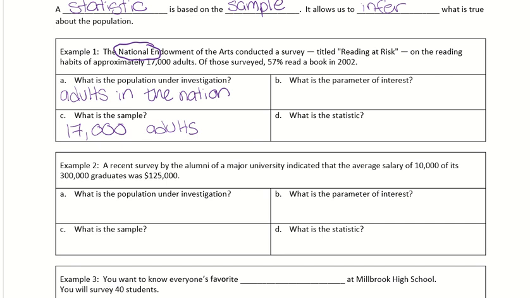What's the thing they want to know? Who read a book? And the statistic is 57%. That is the thing that they learned. 57% of people read a book. That means that they can infer that about 57% of people in the nation read a book. They can't say for sure, but it's a good estimate. It's a good representation.